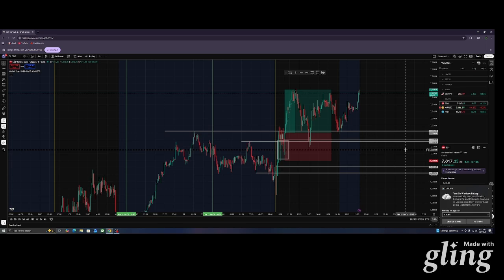So that's about it. The key lesson here is patience. I didn't trade until liquidity was taken, structure shifted, and the price came back to value. If you're forcing trades, you're skipping steps, you're not gonna make it.